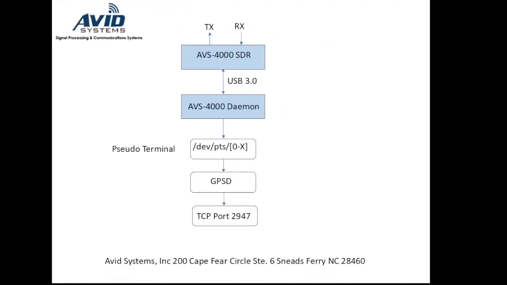The AVS-4000 is controlled by the AVS-4000 Daemon. It can be launched in either device manager mode or device controller mode. Once all of the AVS-4000 radios have been discovered and programmed, the Daemon opens a pseudo terminal and places position, velocity, and timing data into that terminal so that it can be accessed by GPSD. GPSD then makes this data available on a TCP port so that other applications such as Google Earth can access it.